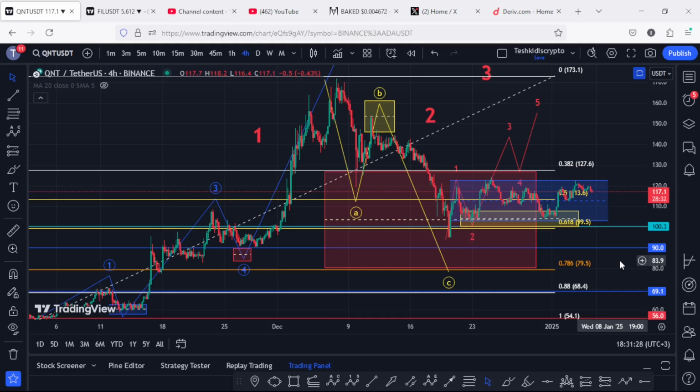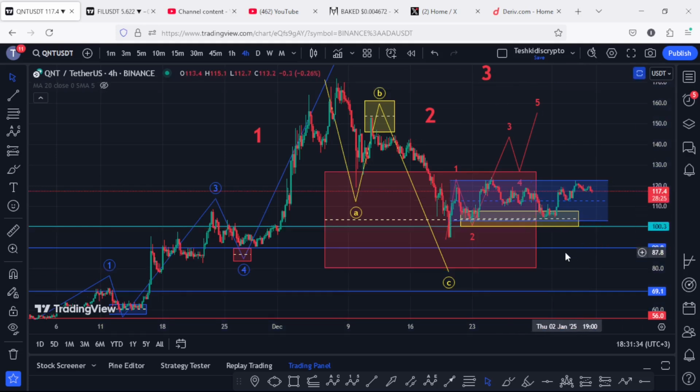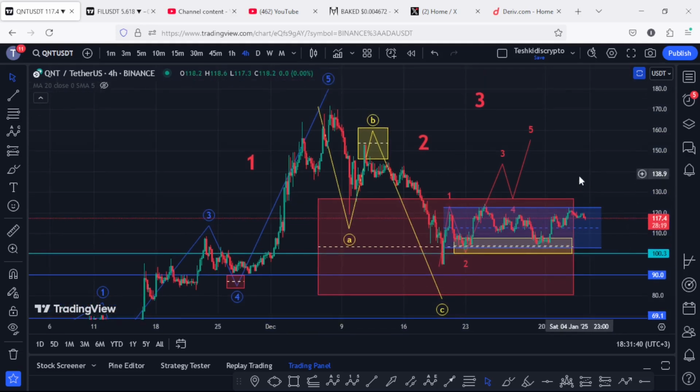Though if this 5 wave structure over here fails, and maybe we also break out of this consolidation zone to the lower side, then there are high chances that we are going to fully maximize this red target area before we can finally bounce impulsively in the formation of this wave 3.